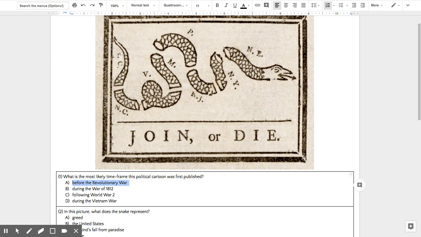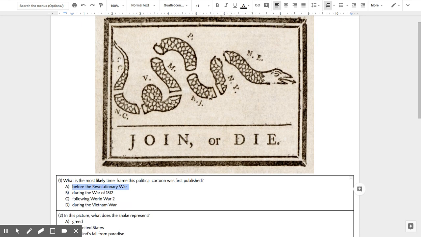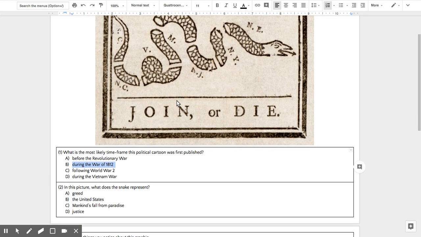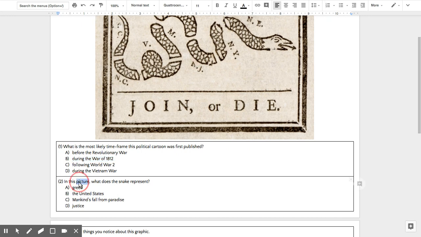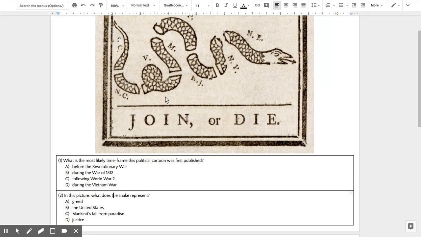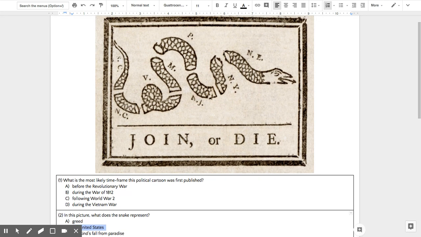The Revolutionary War was fought to create a country, to leave England, to no longer be a colony or a bunch of colonies. And the War of 1812 is after that already happened. We were already a country. So we didn't need to join or die after we already joined, once you understand that all of these are parts of the United States. Which actually gives you the answer to the next question. In the picture, what does the snake represent? Well, they're labeled. All of these are labeled, and the whole snake together represents the United States. It doesn't represent the idea of greed or justice or mankind's fall from paradise. The snake from the Bible, the serpent.